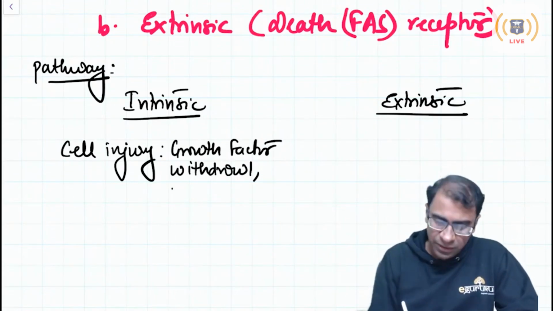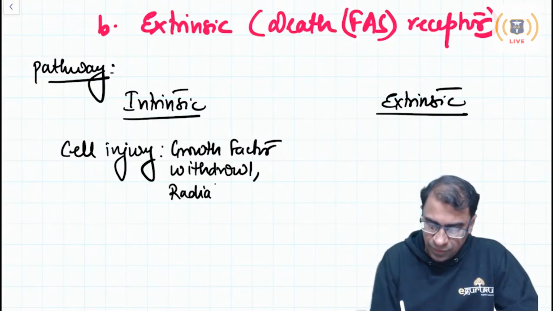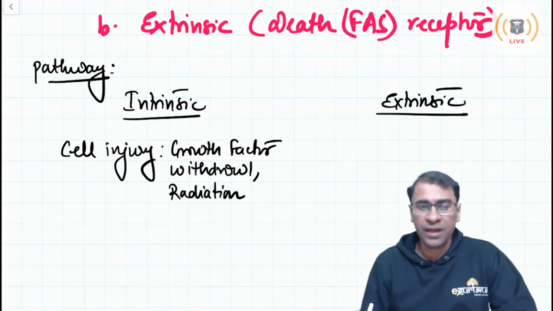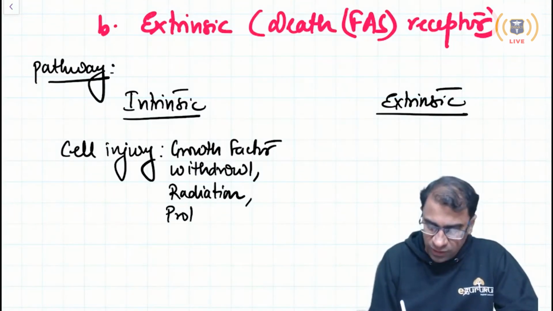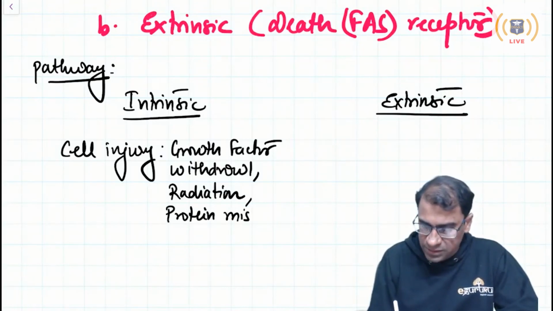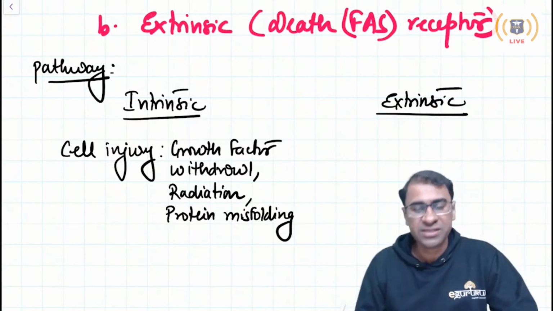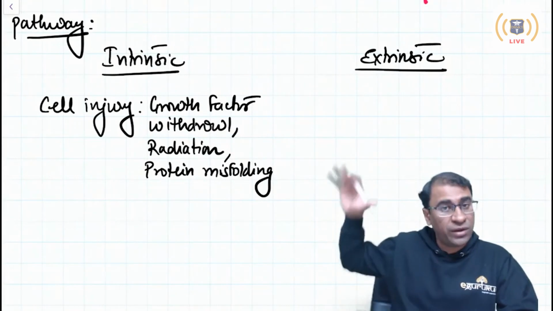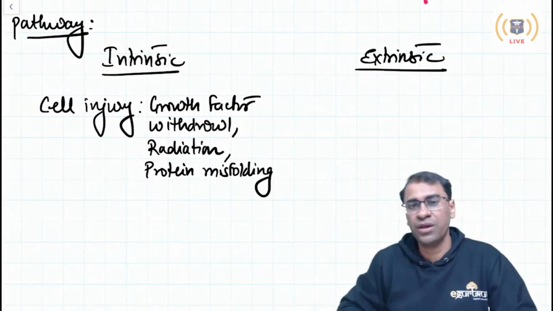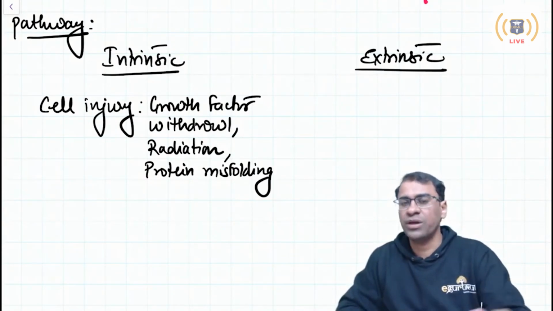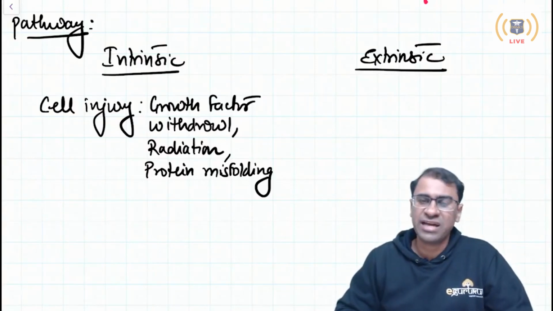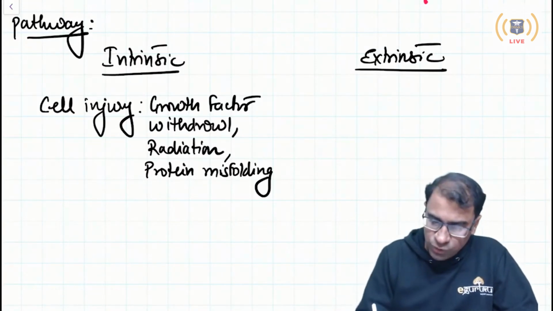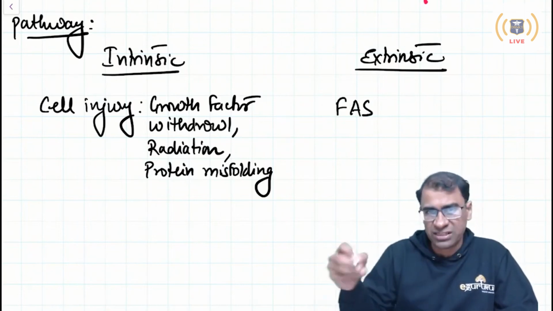Okay, it can be radiation therapy, radiation damage. It can be protein misfolding, as I told you. All of these will lead to the intrinsic pathway of apoptosis. It's a very long pathway, so I'll leave some space for it. However, the extrinsic pathway usually occurs because of Fas and Fas ligand. I'll talk about the Fas separately also.